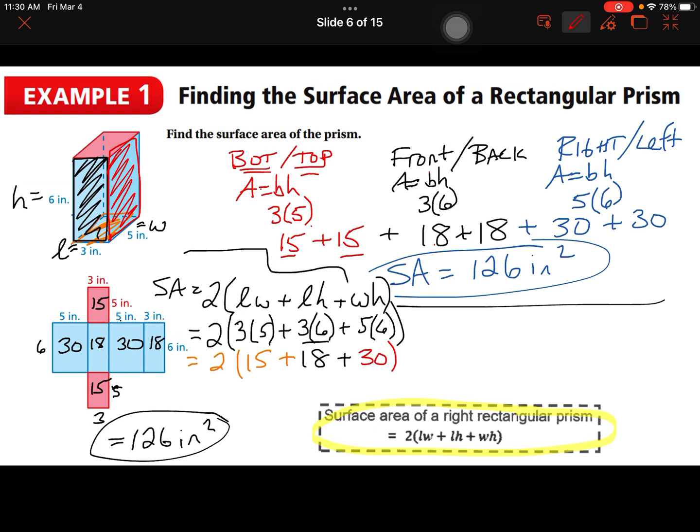So you have 33 plus 30 is 63, times 2. Well, that was just adding the front, the side, and the bottom. But obviously there are 2 that are identical to each one of those, so we get to multiply it by 2, and I get 126 inches squared. So you can use the formula as a faster method to go through.